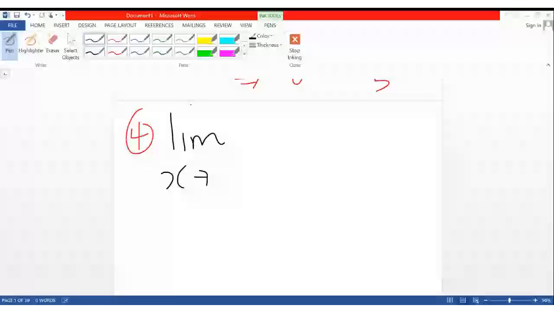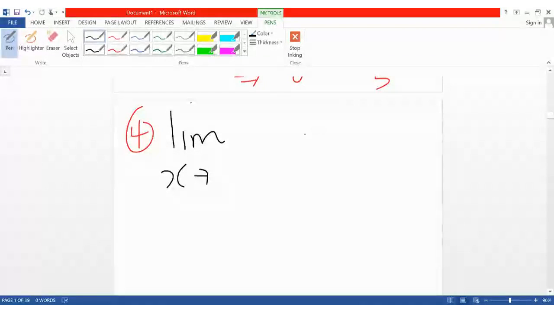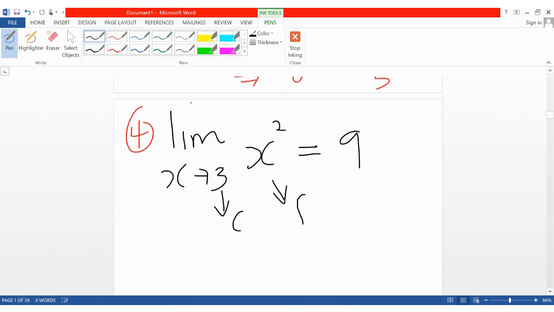So I've checked. We want to do the limit as x is approaching 3 of x squared is equals to 9. So this one is our c, this one is our f of x, and this one is our L. That is our L.